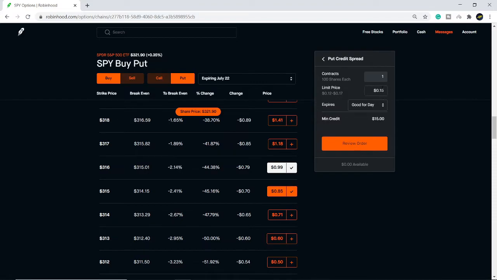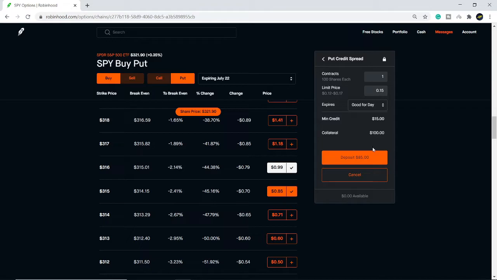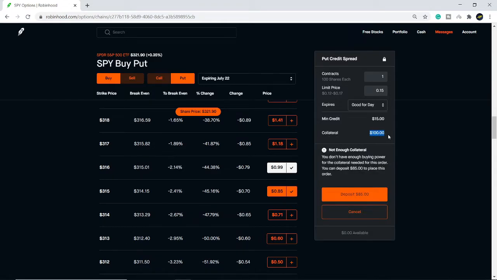And then we have to put a minimum deposit. If we click review order, we need $100 collateral. So it says we don't have enough because we already put them in pending, so we're not actually going to buy this. This is just an example. So it says we need a collateral of $100 in order for us to secure 15.